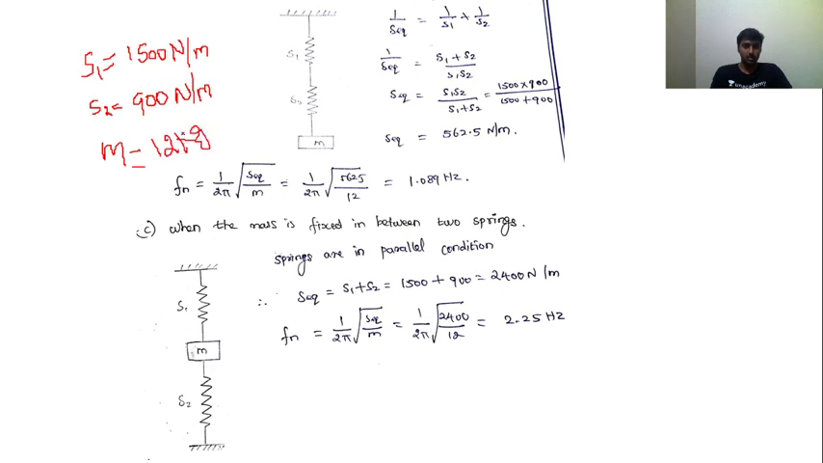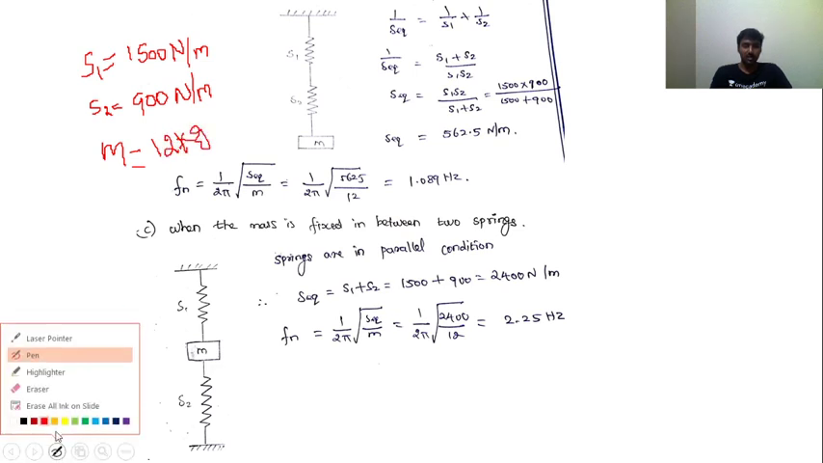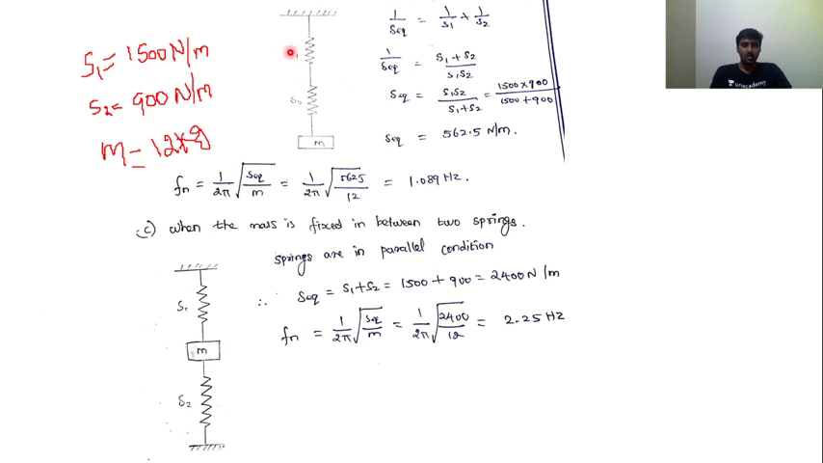When you substitute all these values, the equivalent spring stiffness is equal to S1 S2 divided by S1 plus S2. Substitute the spring stiffness values S1 and S2 and the M value in the equation. Fn is equal to 1 divided by 2 pi into root of S equivalent divided by M. That is equal to 1 divided by 2 pi into root of 5625 divided by 12.